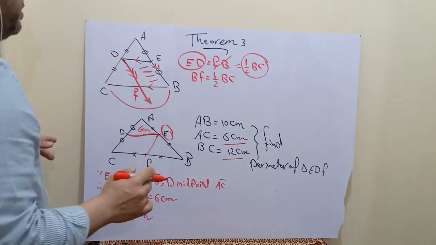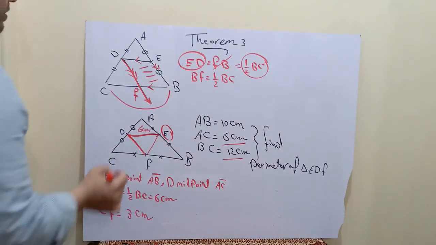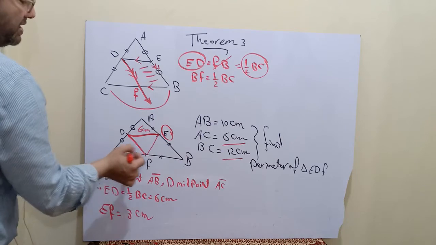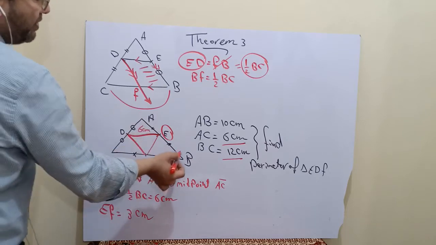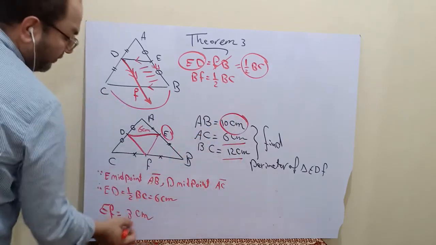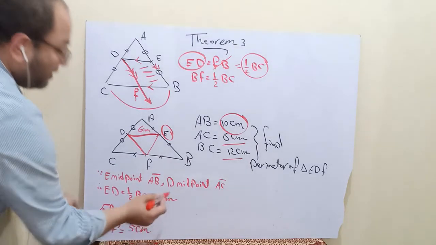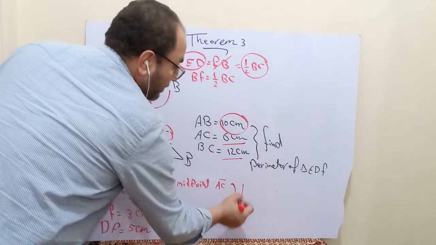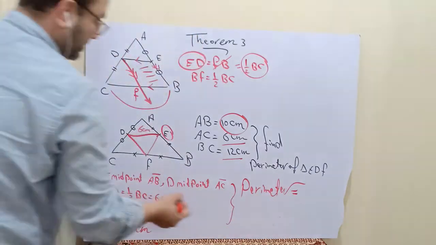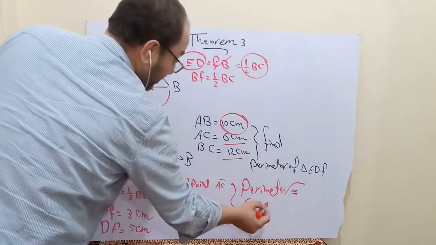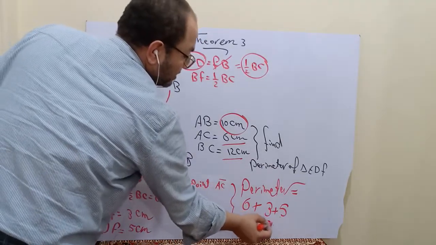By the same way, we can find the length of DF, because D is a midpoint of line segment AC, F is a midpoint of line segment BC, then DF equal half length of AB equal 10 centimeter, then equal 5 centimeter. DF equal 5 centimeter. Then the perimeter equal 6 plus 3 plus 5 equal 14 centimeter.